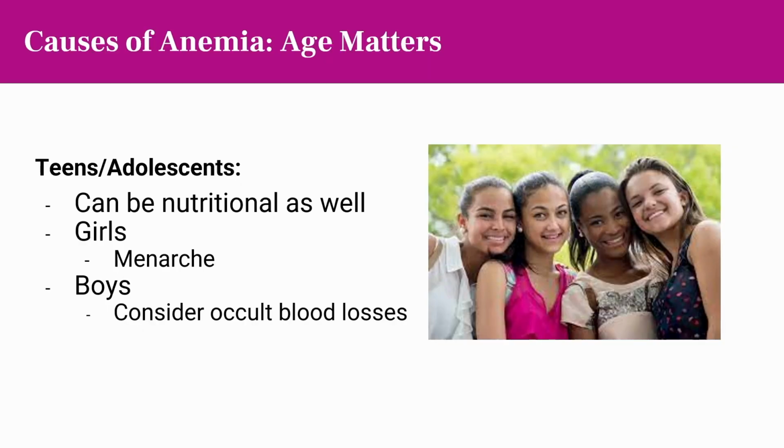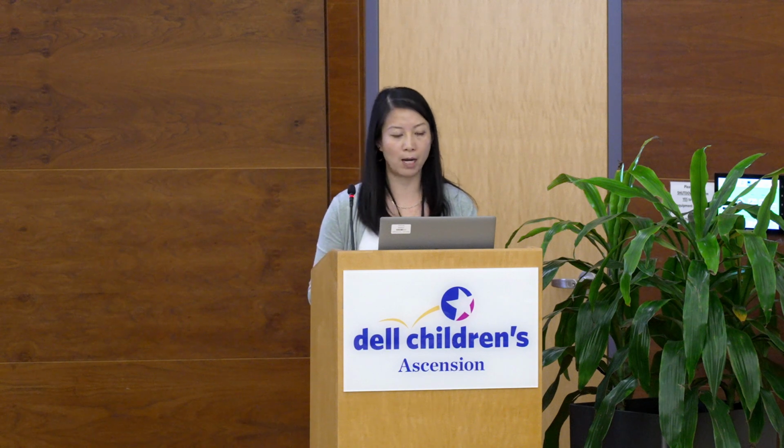So in teens and adolescents, of course, yes, common things, anemia can definitely be nutritional as well, but more so likely compounded by losses. So in girls, very important to take a really good menstrual history, really try to quantify that amount of blood loss that's happening per month. And in boys and girls, consider occult blood losses. For example, through the GI tract, we have a fair number of patients who come to us in this age group who have anemia secondary to chronic inflammation and iron deficiency from blood loss due to a new diagnosis of inflammatory bowel disease.